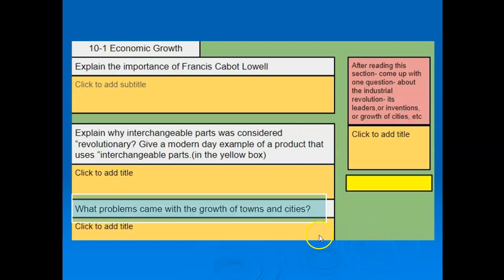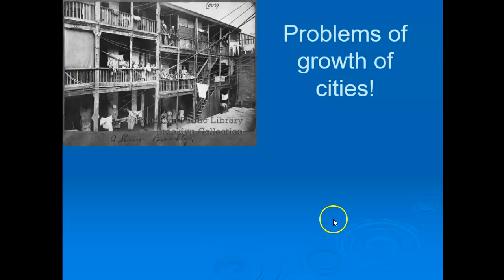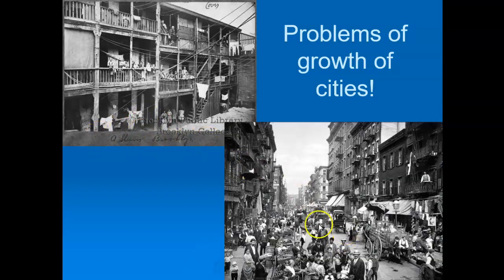So here we go. Take a look at this next one. The problems of growth of cities. These are some pictures here. You can see this is Brooklyn, New York. It says a slum. Again, here's a street scene. It must have been a big deal, because in some of these pictures, people even stop and pose. They realize somebody's taking a picture.